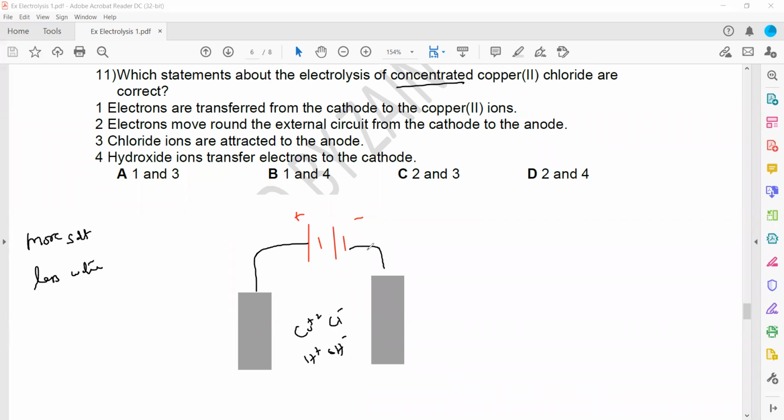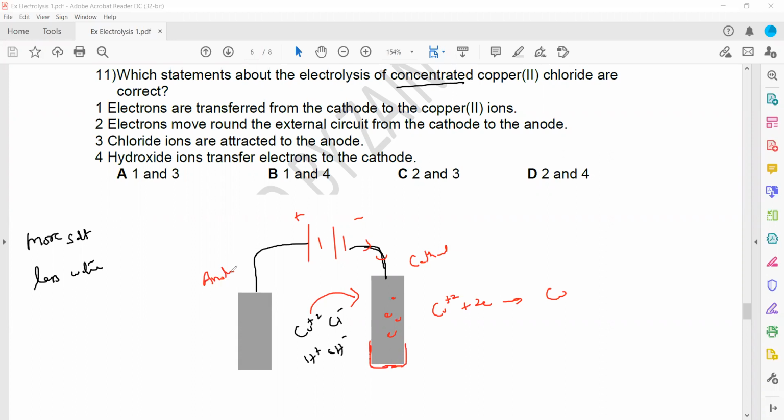So for the negative terminal of the battery, the electrons will come out. So the majority of the electrons will be at the cathode, and they will attract the positive ions, but the less reactive positive ion will discharge. So copper ions are there. They will take 2 electrons and turn into a copper atom, so they will stick to the cathode.